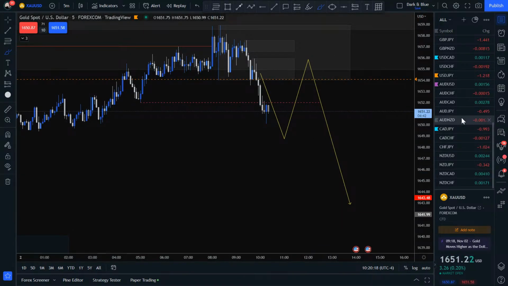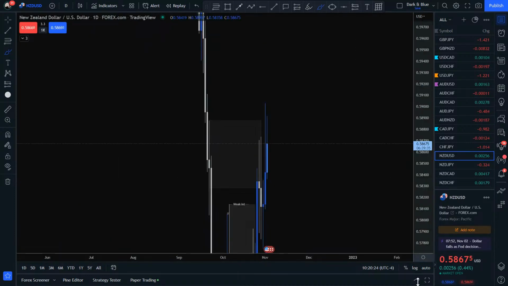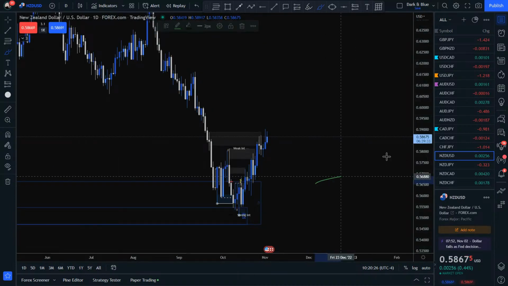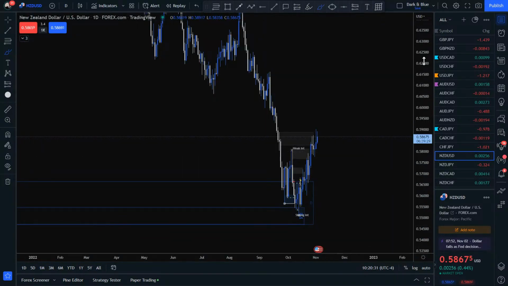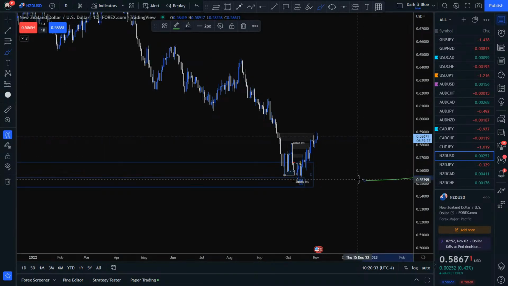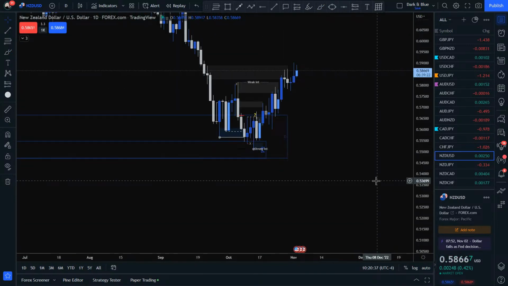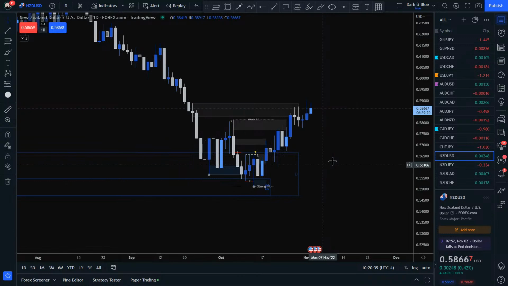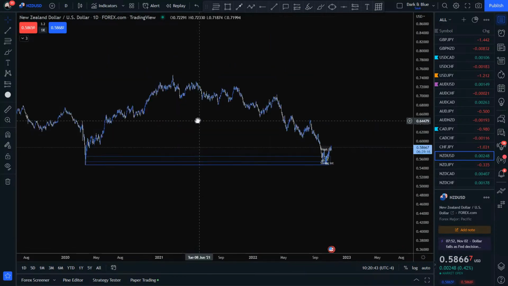So I'm going to look at NZD USD. Let me take a peek at the daily. I have some markings here. Now, what I want you to take away from here is that price is very well. First of all, let me zoom out. You can see how bearish price has been, right?